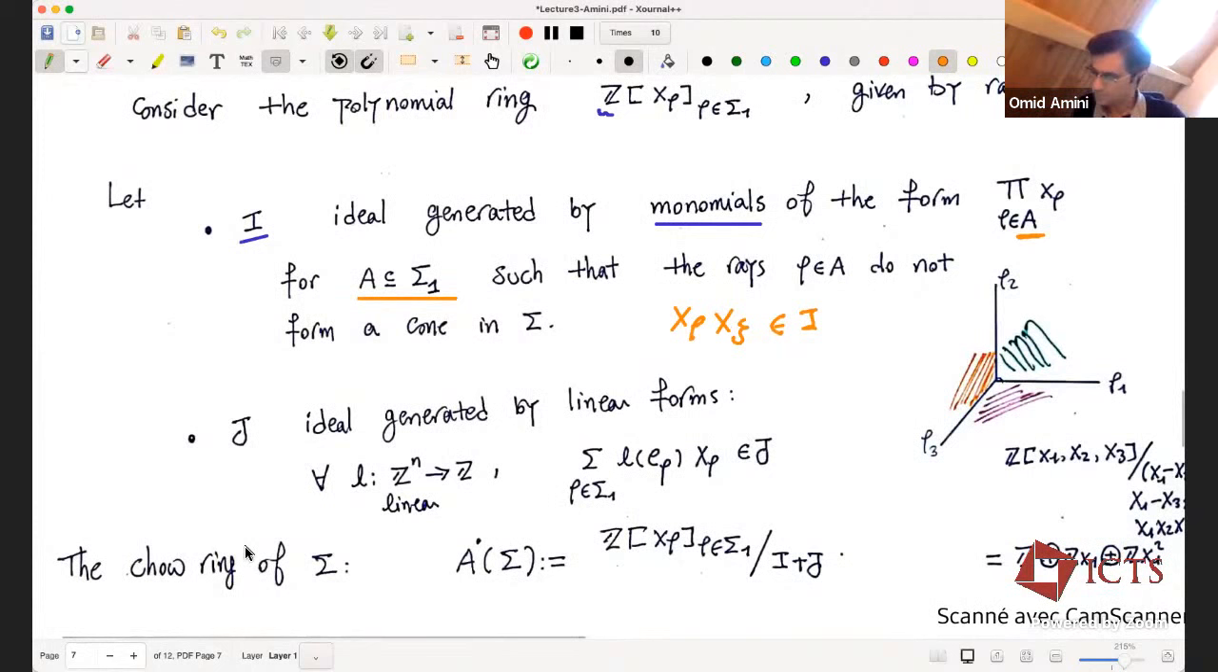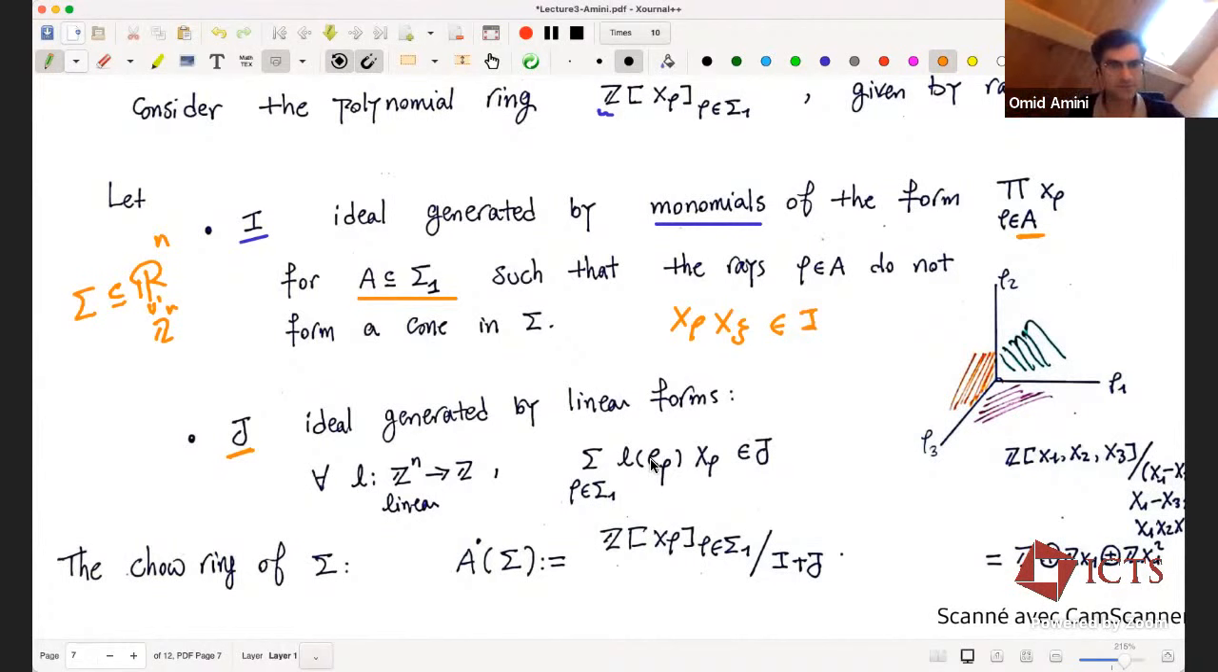So this ideal J, this is the second set of relations you put. This is generated by linear forms. What does it mean? You are living inside Rn, sigma is a rational fan inside Rn. So in Rn, you have Zn. Now you look at linear forms which take integer values on Zn. So you get another Zn, Zn dual, the set of linear maps from Zn to Z. For any of these linear maps, you evaluate the linear map on the primitive vector of the ray, E rho, and you put it as a coefficient of X rho. You take the linear combination in this way, and you ask this to be inside the ideal J. So basically you're asking this linear form to define a linear relation between the variables X rho.